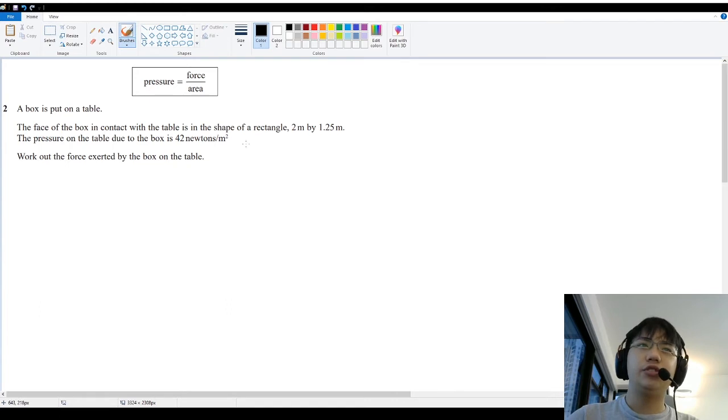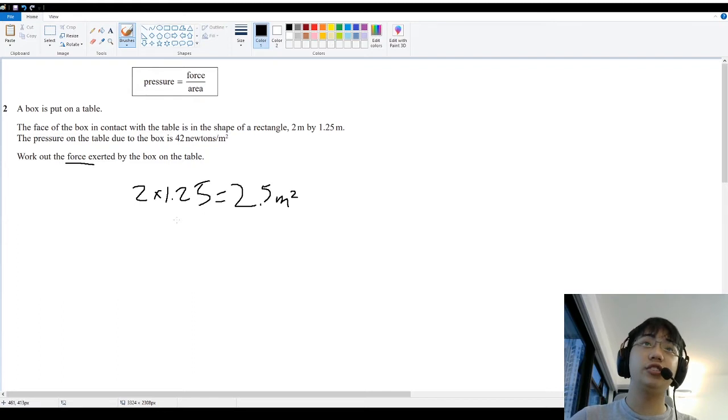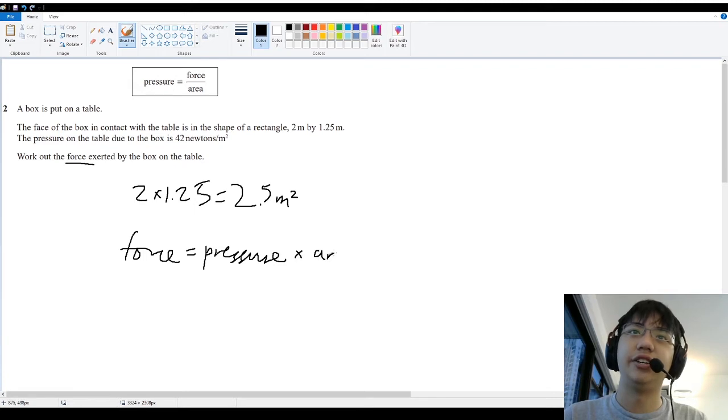So the face of the box in contact with the table is the shape of a rectangle, 2 meters by 1.25 meters. That allows us to find the cross-sectional area of the box. So you have 2 times 1.25, which gives us 2.5 meters squared. And since we have the equation pressure equals force over area, and we have the pressure and the area, we can work out the force by rearranging so that force equals pressure times area.